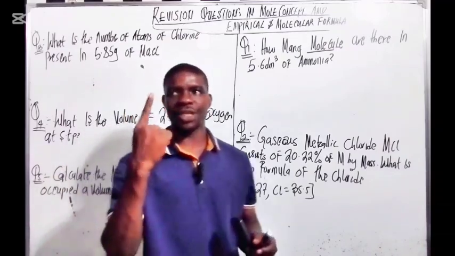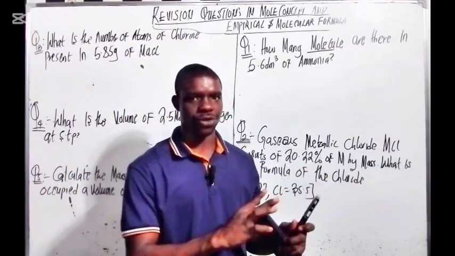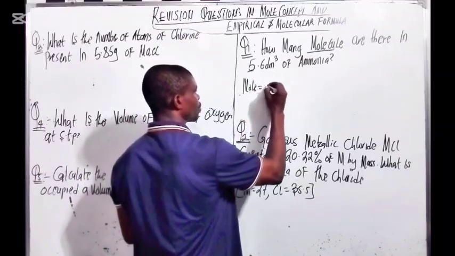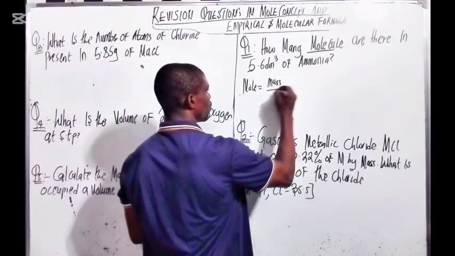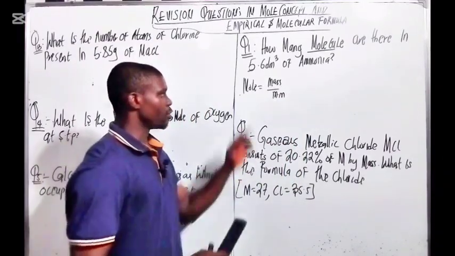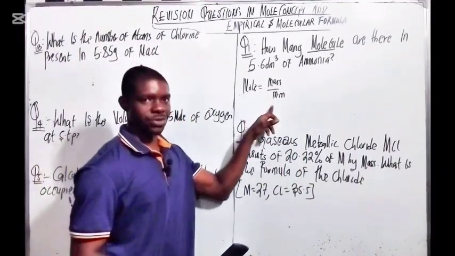And mole concept has three main formulas. So I'm going to give you the three main formulas. Here we have mole. Please write it down. Mole equals mass over molar mass. So this is the first formula you need to know here. Mole equals mass over molar mass.